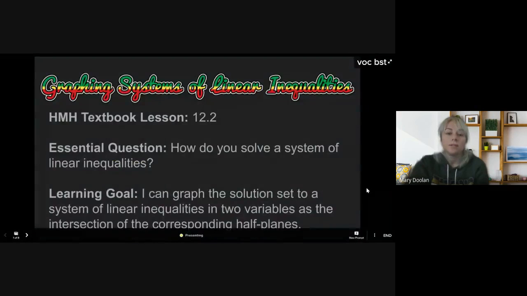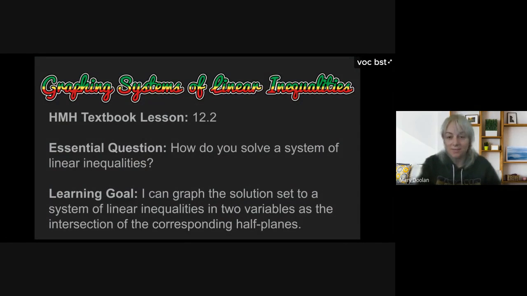All right. And so I'm just going to kind of read through what we're doing today. We are graphing systems of linear inequalities. This comes from lesson 12.2 in your text. And your EQ is how do you solve a system of linear inequalities. Your learning goal is I can graph the solution set to a system of linear inequalities in two variables as the intersection of the corresponding half planes.